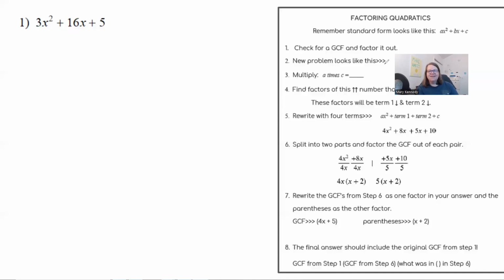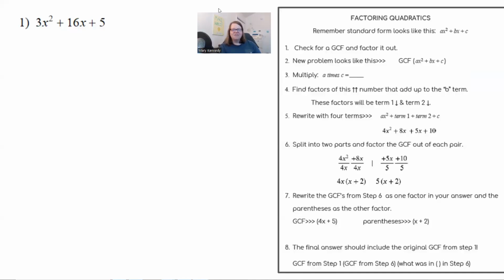All right, factoring, one of my favorite things to do, strangely enough. Okay, so we are going to go through the general setup for how to factor. Step one is to check for greatest common factor and factor it out. So 3, 16, and 5, there's not a greatest common factor. There's nothing higher than 1 that we can divide all 3 of these by and have a whole number.